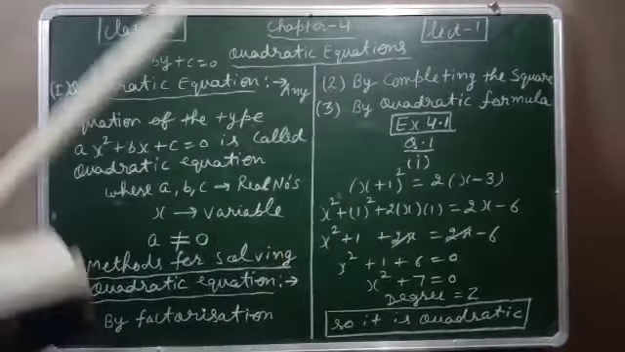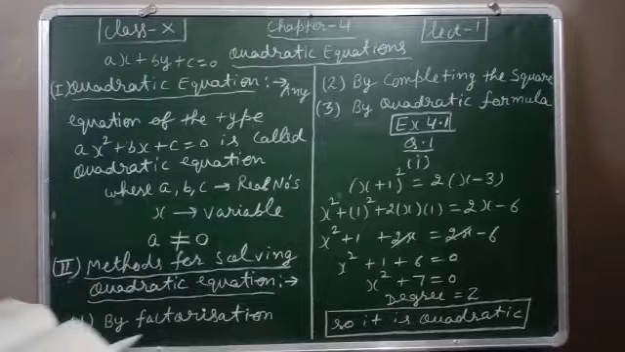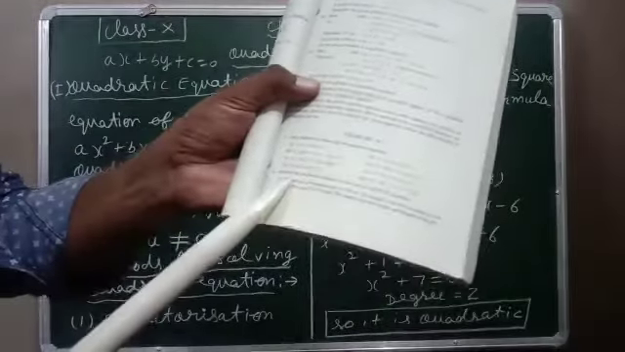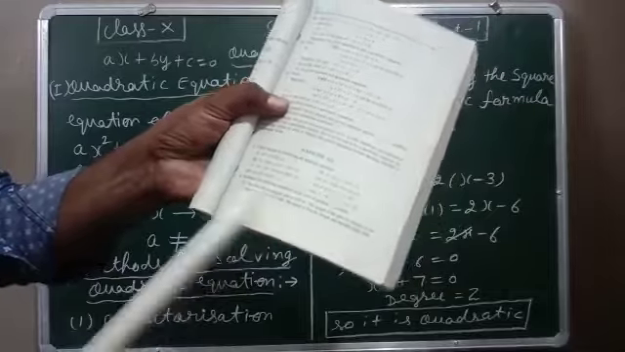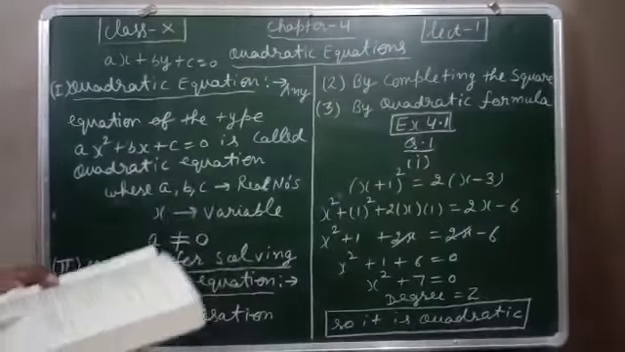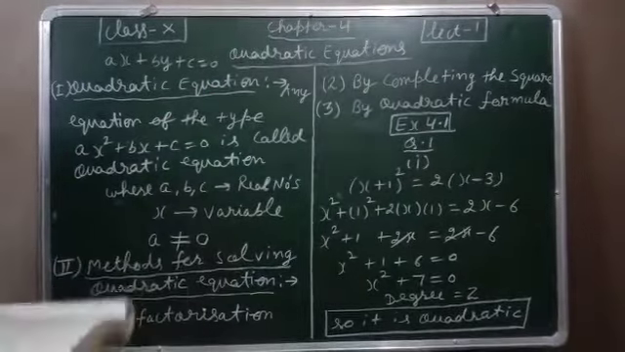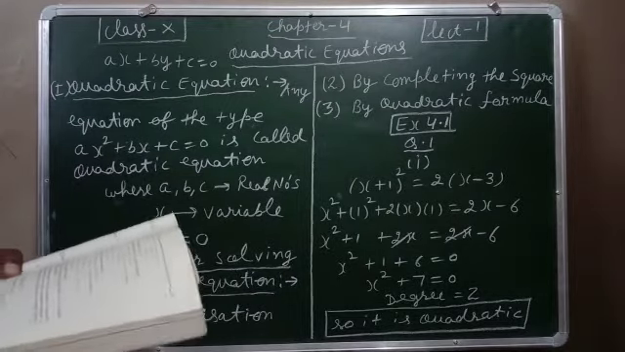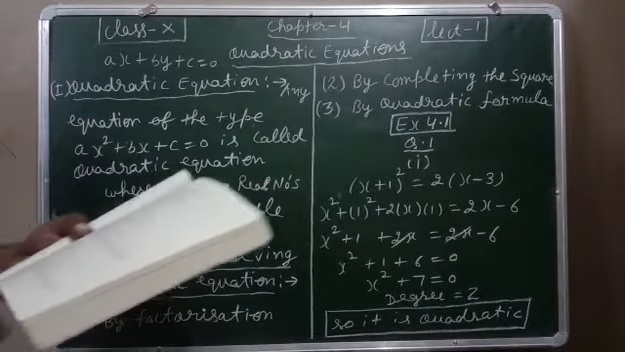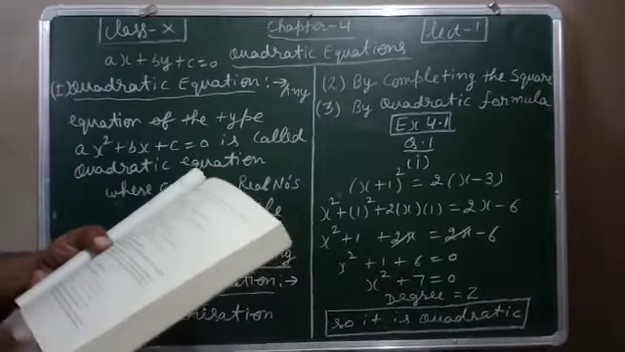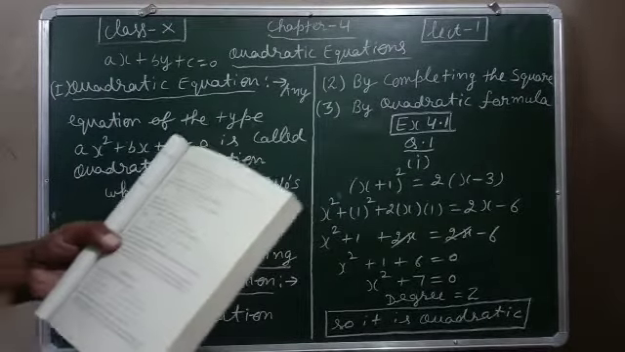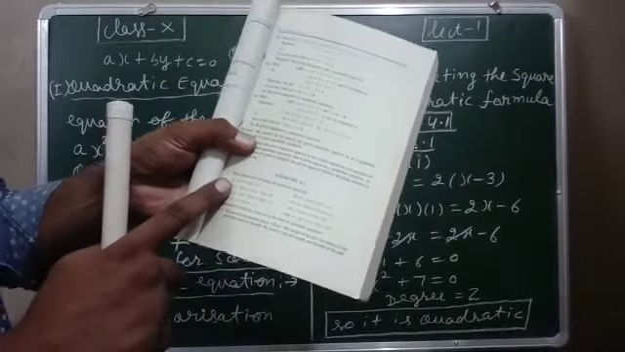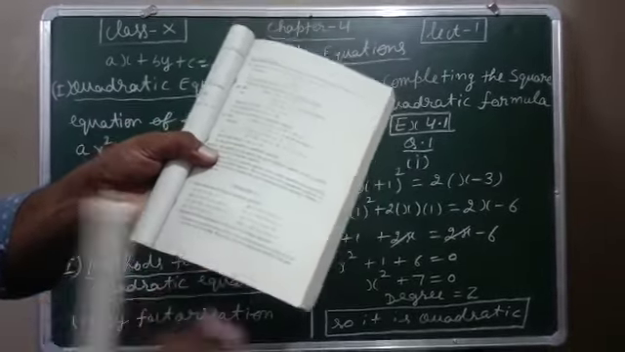Now come to the first exercise 4.1. In this exercise we have two questions, question number 1 and question number 2. But this second question is now not in the syllabus because of coronavirus. The CBSE has reduced the syllabus, and in this chapter they have removed all the word problems of chapter 4. All the word problems are deleted from the syllabus. So in 4.1 we will study only the first question. We will leave the second question.